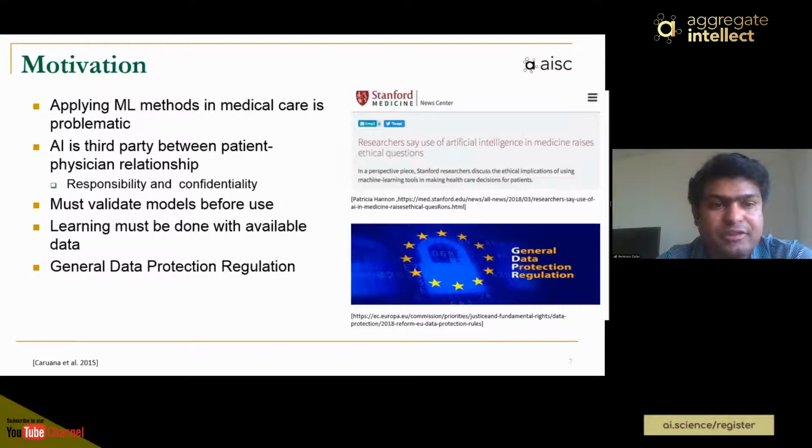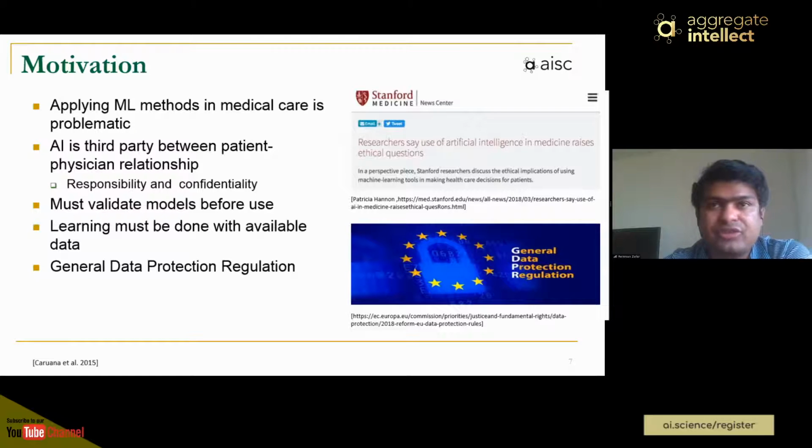Ali already presented a motivation, so I will add further motivations here. One is GDPR. GDPR is the General Data Protection Regulation, where they defined that if someone is using AI algorithms, and the end user asks the reason about the decision, then your algorithm must be capable of providing insights or explanations. So here AI is acting as a third party between the patient and physician relationship.